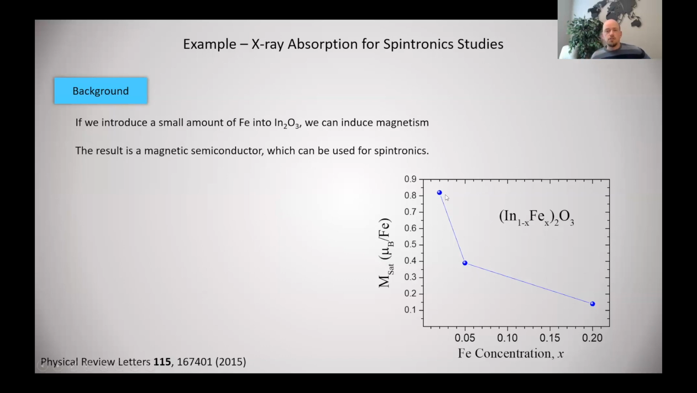So if we put 2% of iron in this material, this left blue data point, we see that we get a relatively strong magnetization per iron atom. And then as we increase the iron concentration, the material is still magnetic, but the degree of magnetization per iron atom is going down. Okay, so this is something we can do to observe what's going on in this material, and it gives us a bit of a hint as to what might be the mechanism for this magnetism. So the question we have then is, how is this thing magnetic at all? What's leading to this magnetism? And then how can we optimize it, if we want to move forward with building spintronic materials out of this?